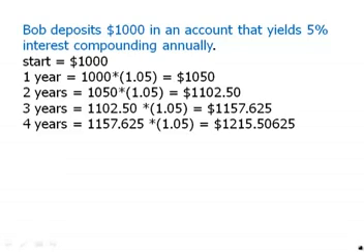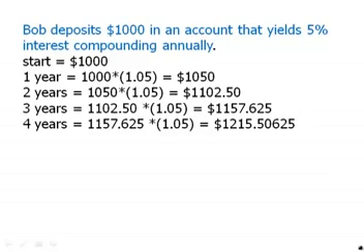So first of all, don't worry about getting these numbers by hand. You'd need a calculator to get these numbers. That's important thing number one. Important thing number two to notice is that, say after 4 years, simple interest would get up to $1,200. So here we have $1,215.50. We've done a little bit better than simple interest would do for us.